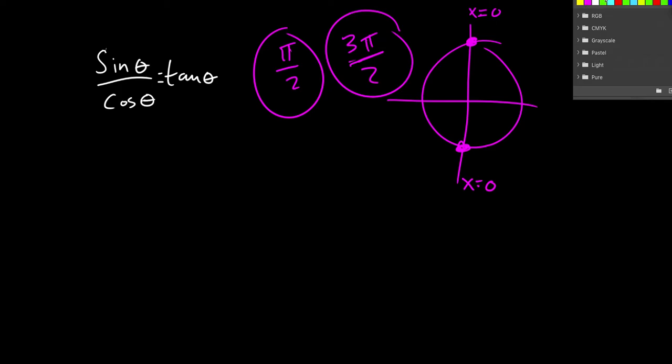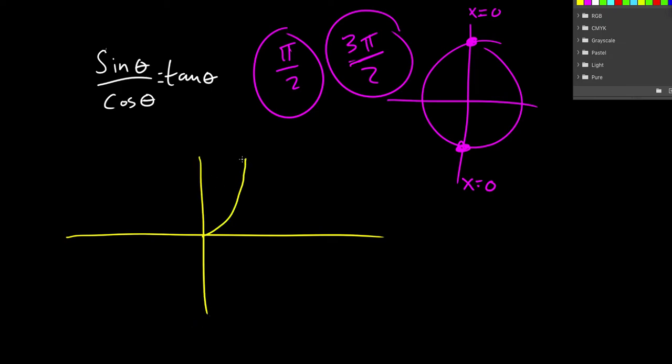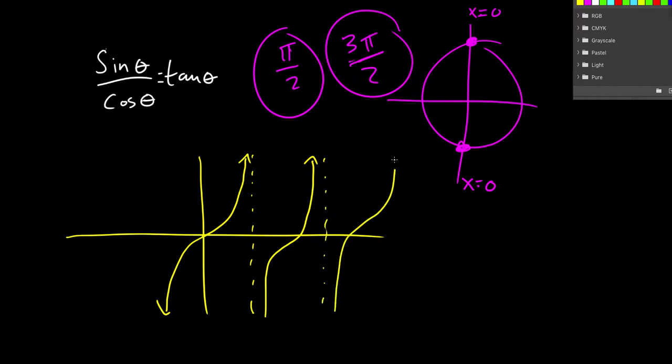So when we draw our tangent, we know we're going to have a vertical asymptote at those two places. And tangent looks kind of strange. It looks like this, and then there's a vertical asymptote, and then we go like that again, and it just keeps repeating. And the period is actually only pi. For sine and cosine, the period is 2 pi, but for tangent, it's only pi. So the first asymptote is at pi halves, right here is 3 pi halves, etc.